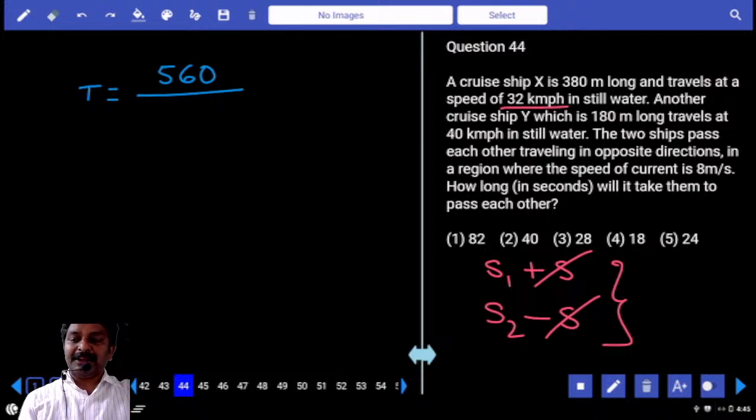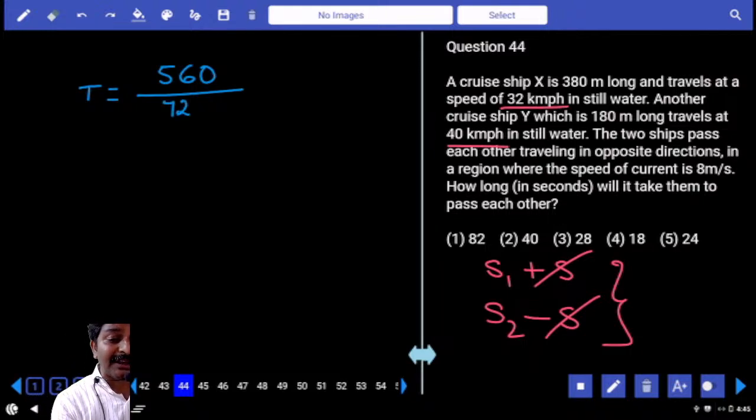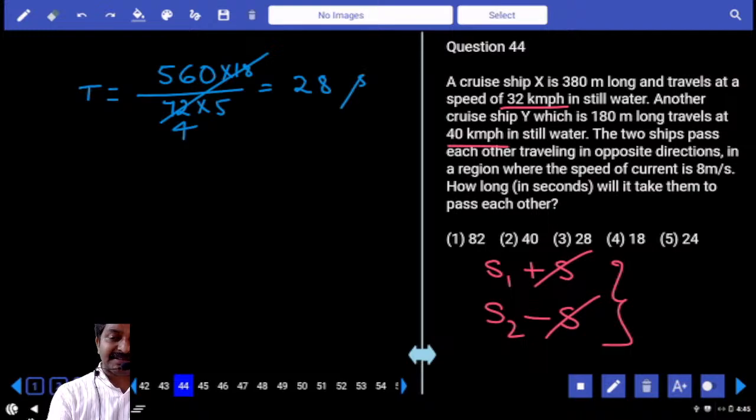First ship speed is 32, second ship is 40. Both together 72 kilometer per hour. Let me convert into meter per second. 72 into 5 by 18, 4 times, 4 into 5, denominator is 20. 560 by 20, which is equal to 28 seconds.